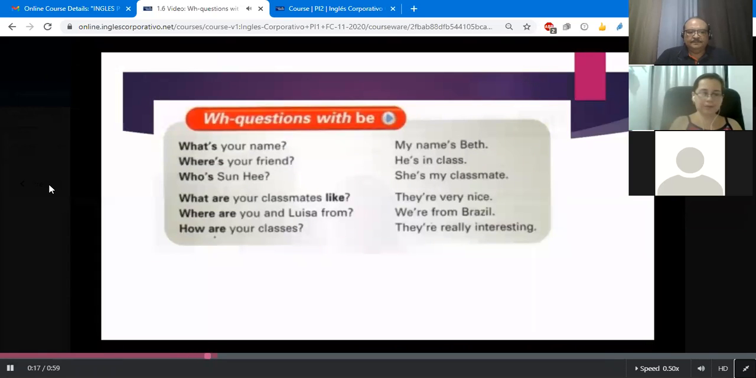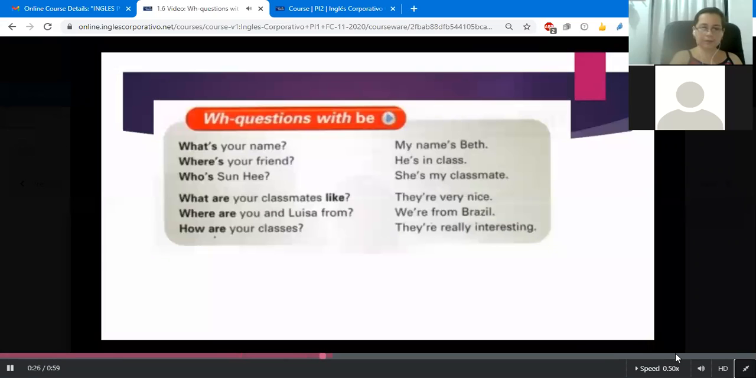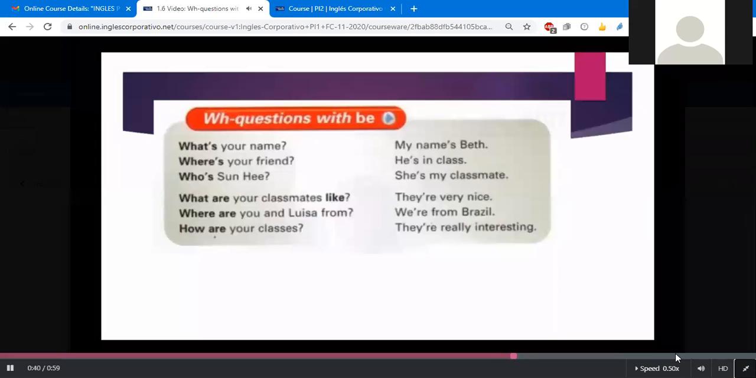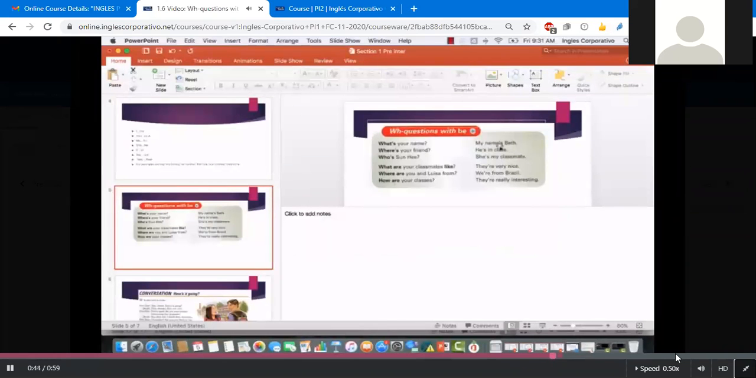WH questions with B. What's your name? My name's Beth. Where's your friend? He's in class. Who's she? She's my classmate. What are your classmates like? They're very nice. Where are you and Luisa from? We're from Brazil. How are your classes? They're really interesting. When we use WH question words, we want to know more information. Therefore, your answer cannot be yes or no. It is necessary to know the meaning of each word so you know what you're being asked. This way, you will be able to give a correct answer.